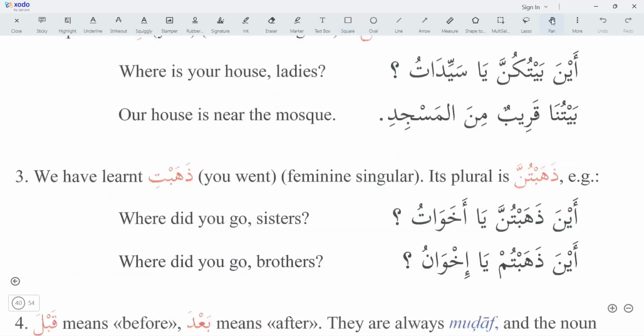Aina baitu kunna ya sayyidatu? Baitu is mudaf. Kunna is mudaf ilayh because it is an attached pronoun, so it gives the meaning of your. Where is your house, oh ladies? Sayyidatu, ladies. Baituna qaribun minal masjidi. Our house is near the masjid.